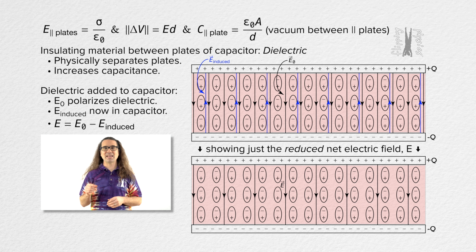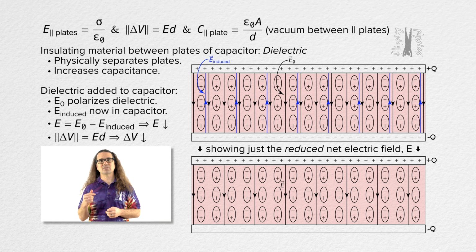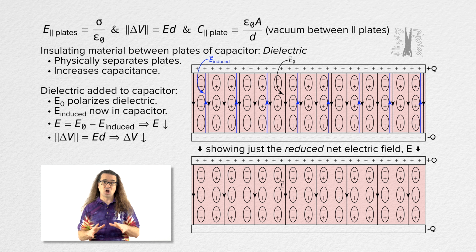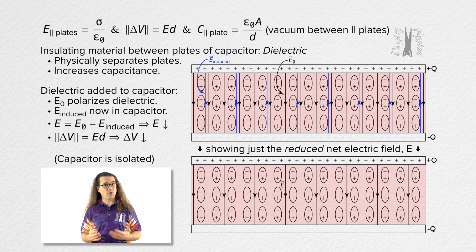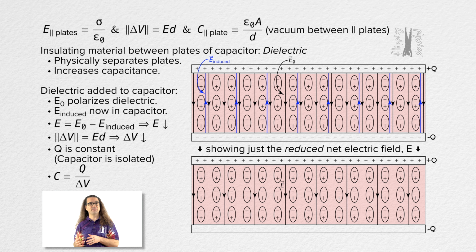Again, adding a dielectric reduces the electric field in the capacitor. And because the magnitude of the electric potential difference of the capacitor equals the electric field times the distance between the plates, the electric potential difference in the capacitor is also decreased when a dielectric is added. As long as the capacitor is isolated and not part of a closed electric circuit, adding a dielectric does not change the charge on the capacitor. Therefore, because capacitance equals charge divided by electric potential difference, adding a dielectric to a capacitor increases the capacitance of the capacitor.